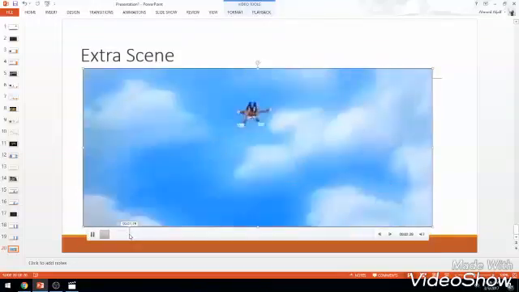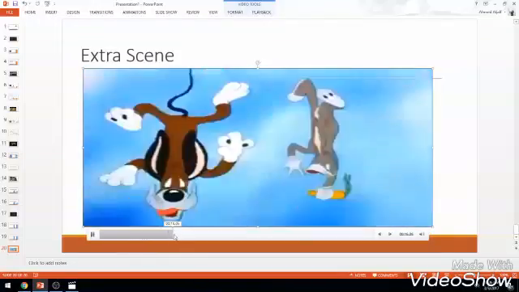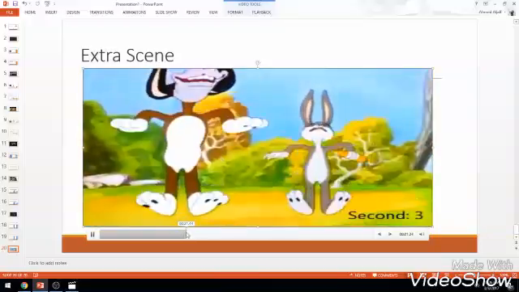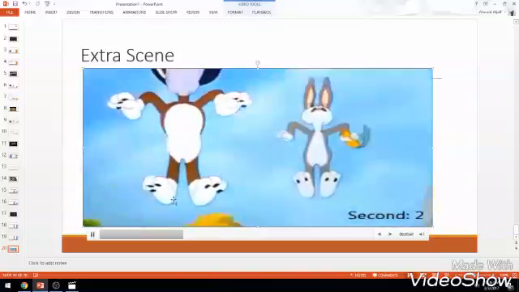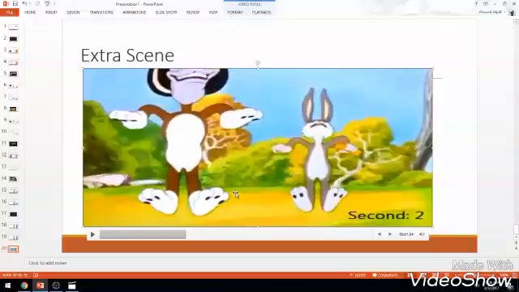Here's a nice little extra scene. You might not want to take this scene seriously, but let's take a look at it. So Bugs Bunny is falling down, and then he stops suddenly.